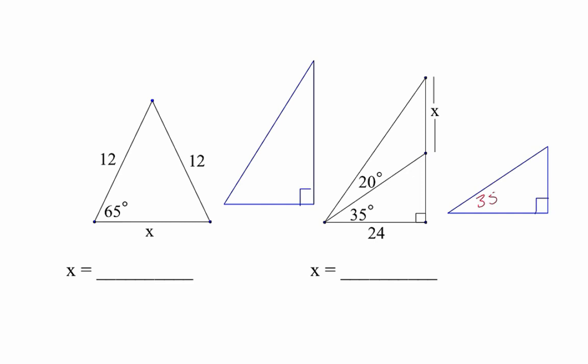This is 35 degrees with a base of 24. This is 24, and that's all I really have there. My goal is to find x, and x isn't even on a right triangle, so it seems like sine, cosine, and tangent won't help me.